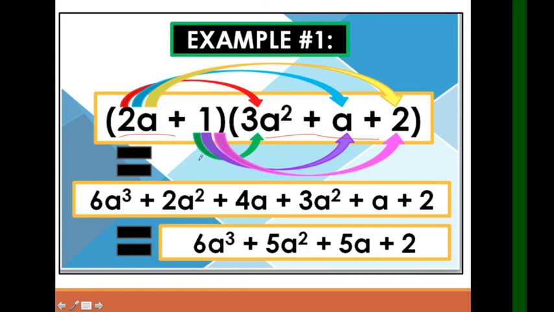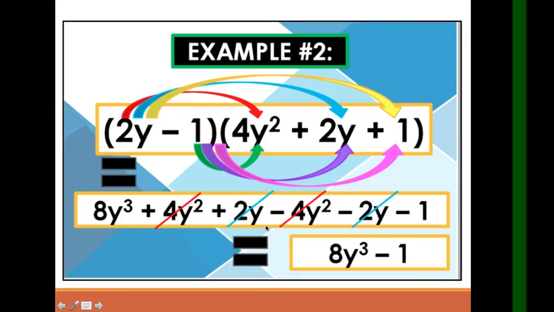And then we will combine the similar terms. 6a cubed has no similar term. The 2a has a similar term, the 3a squared... So 2 plus 3 is 5a squared. The 4a has a similar term, that's the a. That's why 4 plus 1, remember, it has a number of 1, so 5a. Then the 2 has no similar term, so just retain. So the final answer, and the standard form at the same time, for the multiplication of 2a plus 1 and 3a squared plus a plus 2 is 6a cubed plus 5a squared plus 5a plus 2.